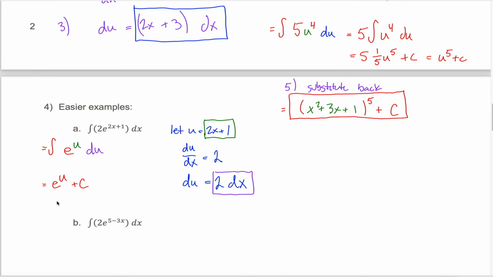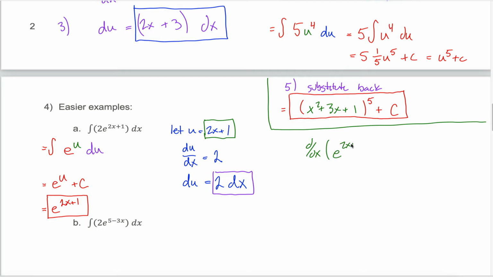Well, almost. You just don't want to leave u's in your final answer. So let's substitute back. Our fifth step, we change the u back to 2x plus 1, and we get e to the 2x plus 1 as our final answer. Early on, when this is still new to you, I'd recommend taking the derivative of your final answer. What's the derivative of e to the 2x plus 1?